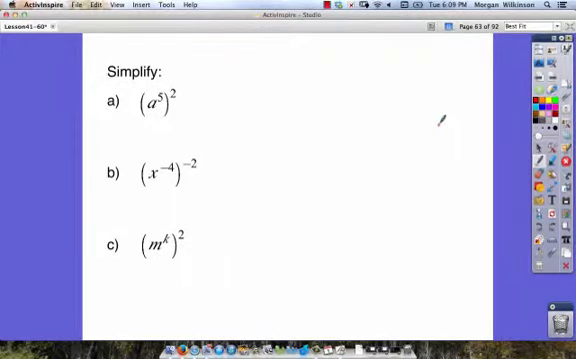Here we have to simplify. The first one we have is a to the fifth squared. Now what a to the fifth squared means is a to the fifth times a to the fifth. And if we look at a to the fifth times a to the fifth, we can tell that's a to the 10th because there's 10 powers there, 5 and 5, that must be 10 when we add them. And we've got our answer, a to the 10th. Now we used a middle step there by expanding this out. The other way we could have done it using that power rule would have been 5 times 2. That's 10, and we would have had a to the 10th.